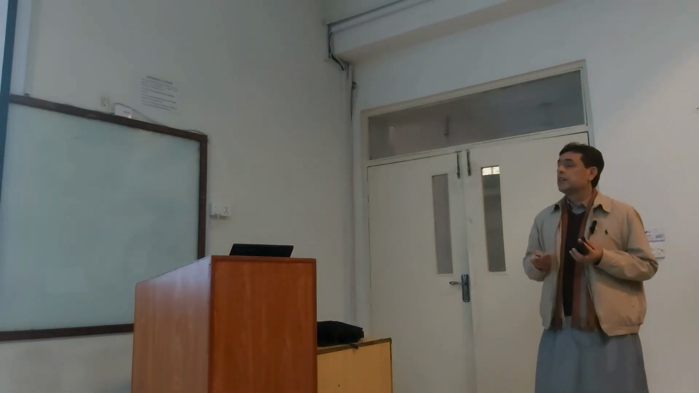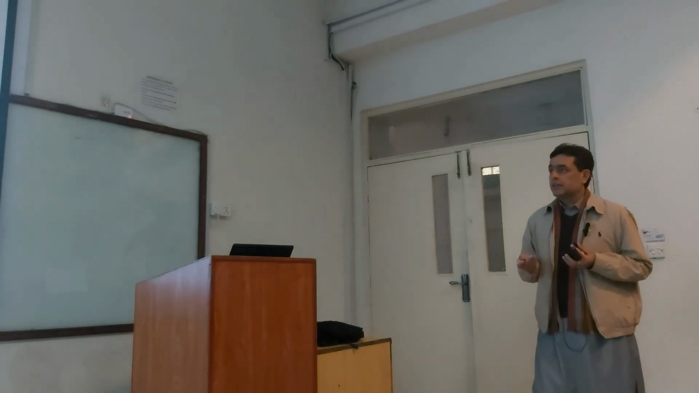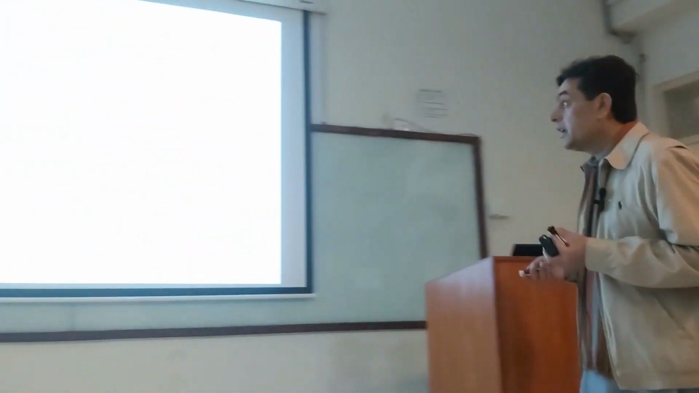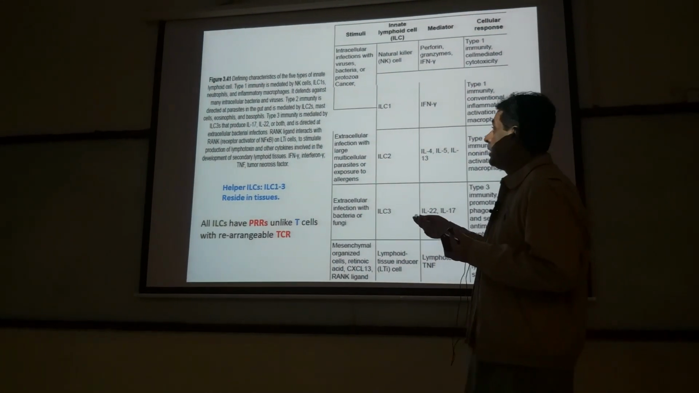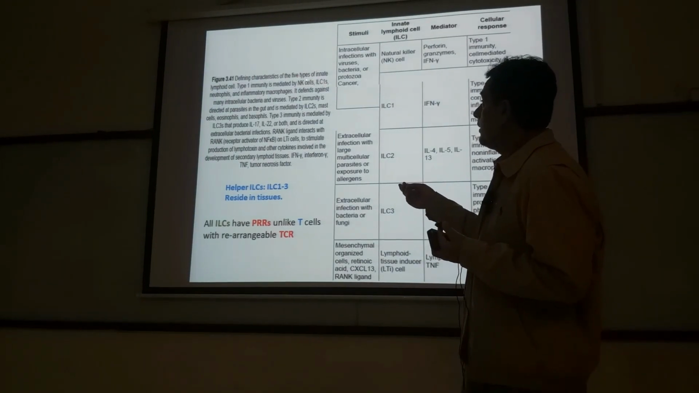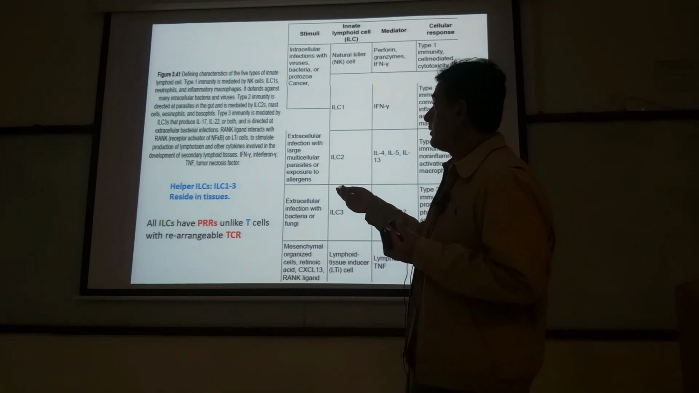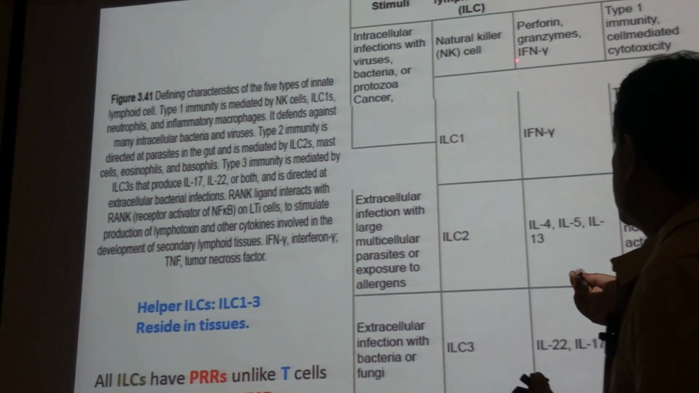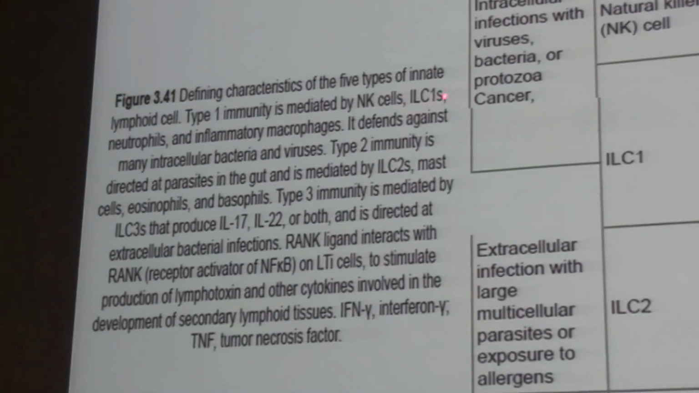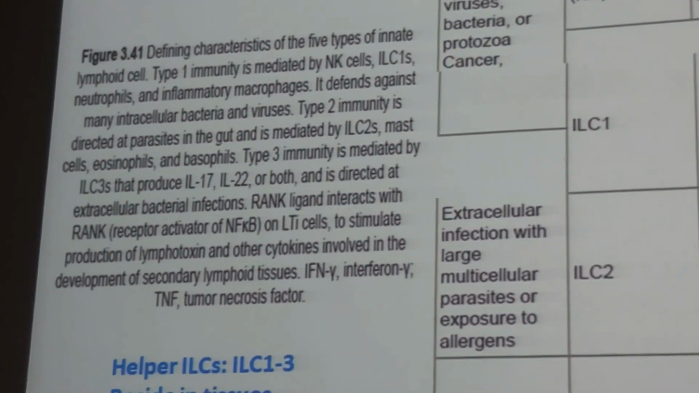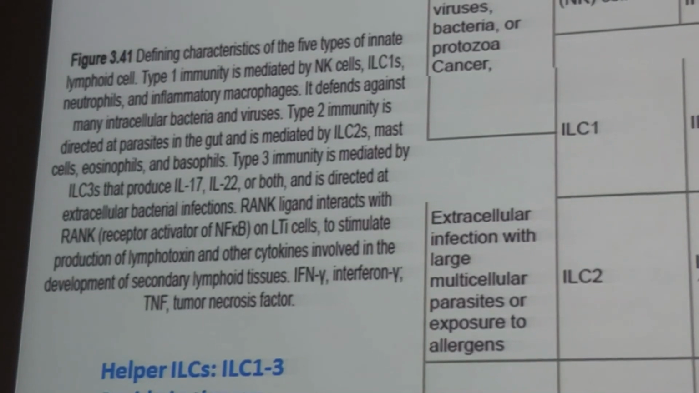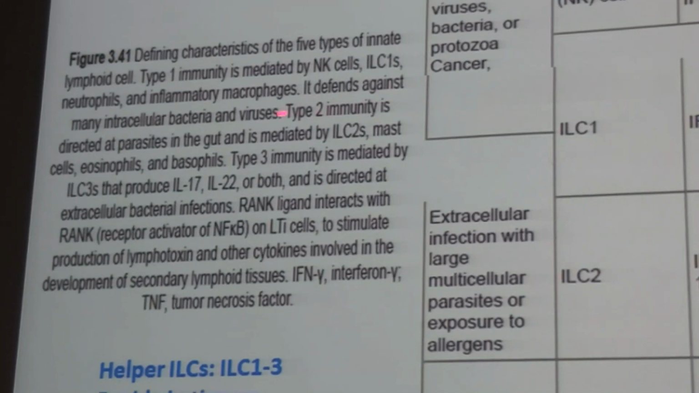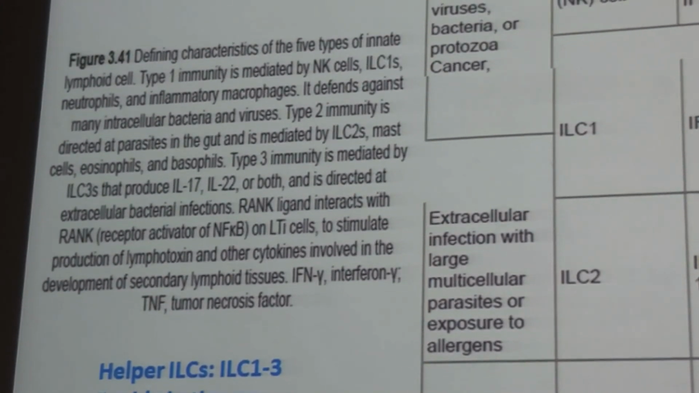So these are the innate lymphoid cells. You can also read through this description here if you are confused. Defining characteristics of the 5 types of innate lymphoid cells. Type 1 immunity is mediated by natural killer cells, as I told you, ILC1s, neutrophils, and inflammatory macrophages. It defends against many intracellular bacteria and viruses.